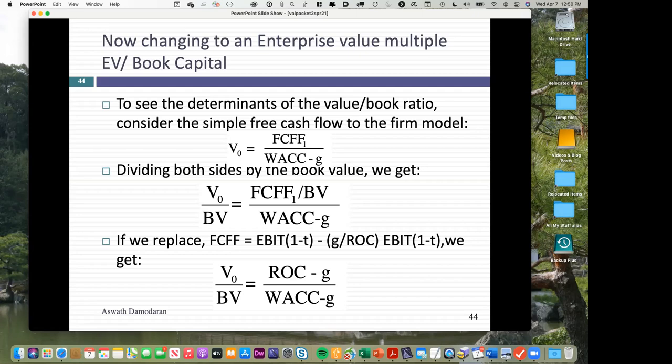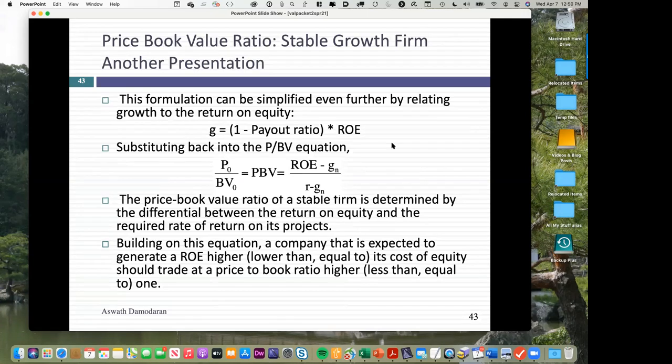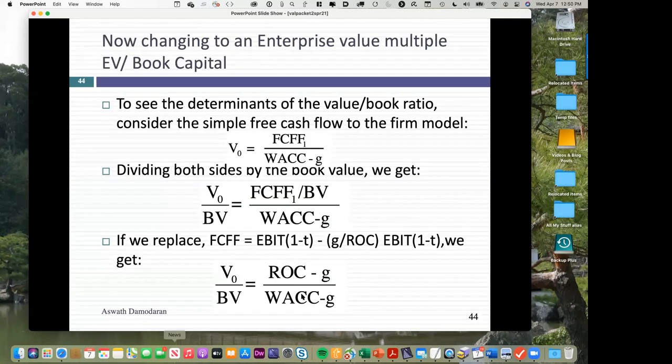You know what drove the price to book was return on equity and cost of equity, right? When you look at EV to invested capital, guess what drives it? It's return on capital and cost of capital. The equations look exactly identical. All I've done is replace price to book with EV to invested capital, return on equity with return on capital, and cost of equity with cost of capital. Companies that earn a return on capital that's roughly equal to the cost of capital should trade at roughly the value of their invested capital.